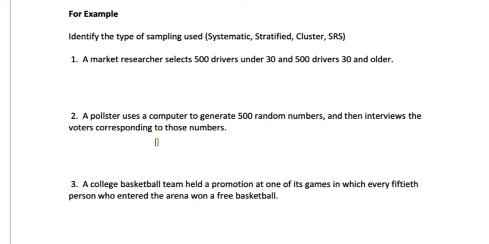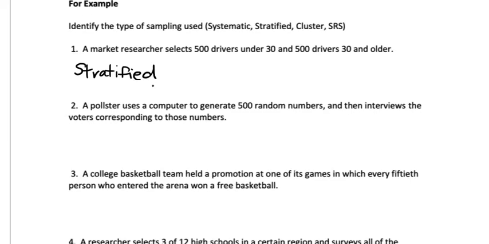So for this example, we're going to identify the type of sampling used: systematic, stratified, cluster, or simple random sample, SRS. Number 1 says a market researcher selects 50 drivers under 30 and 50 drivers 30 and older. That would be a stratified sample because we're dividing into groups, in this case based on age, and choosing randomly a certain number of people in one group and a certain number of people in the other group.